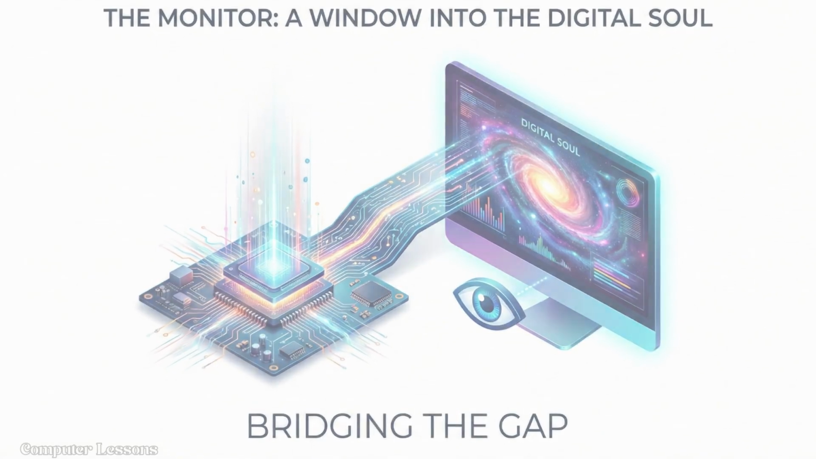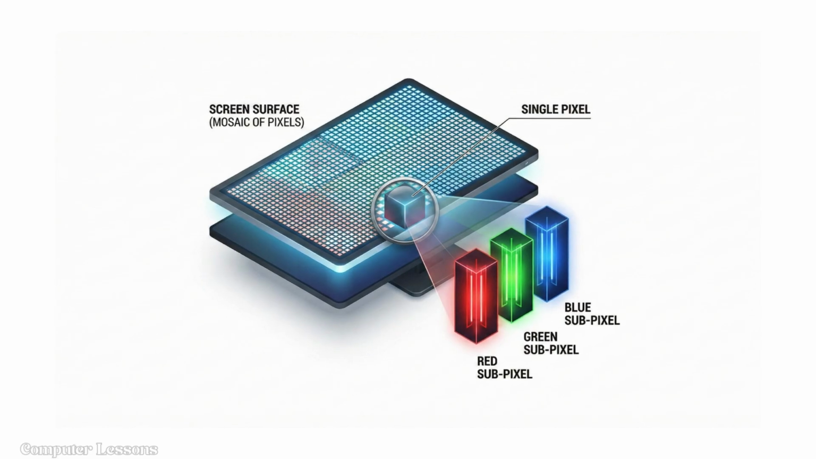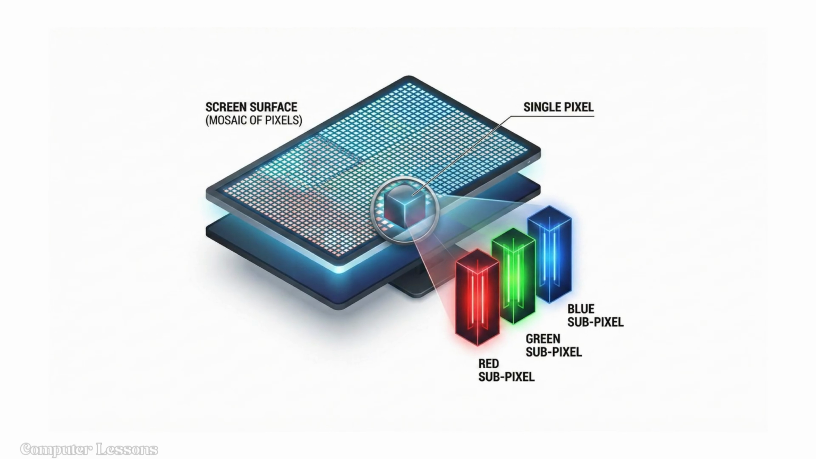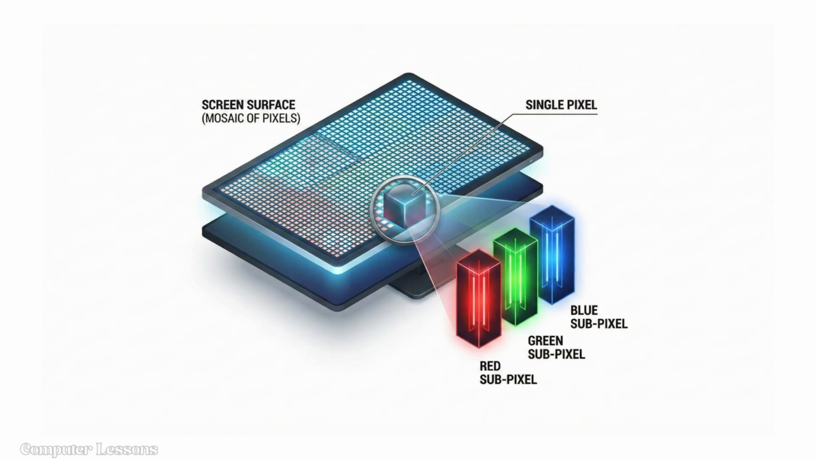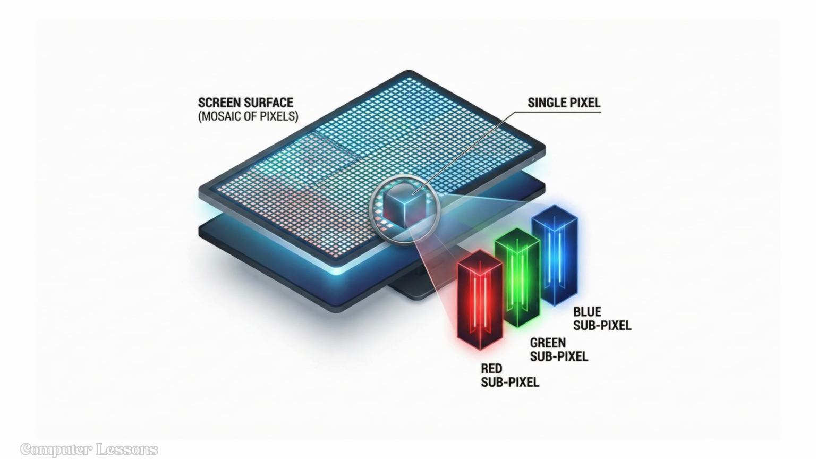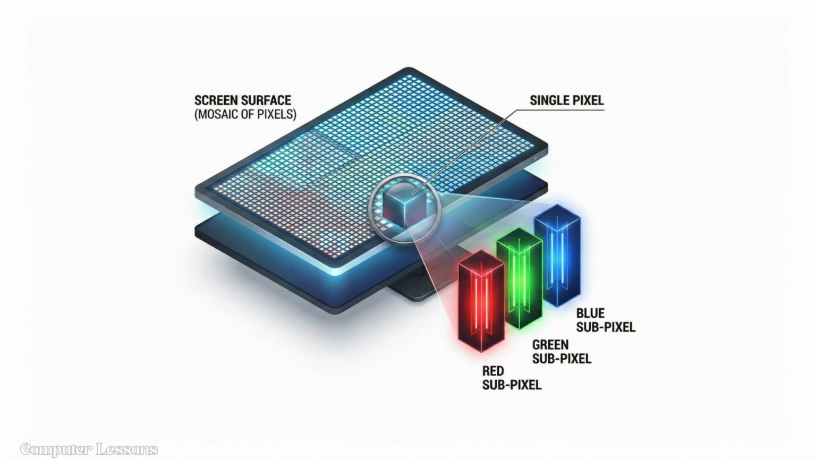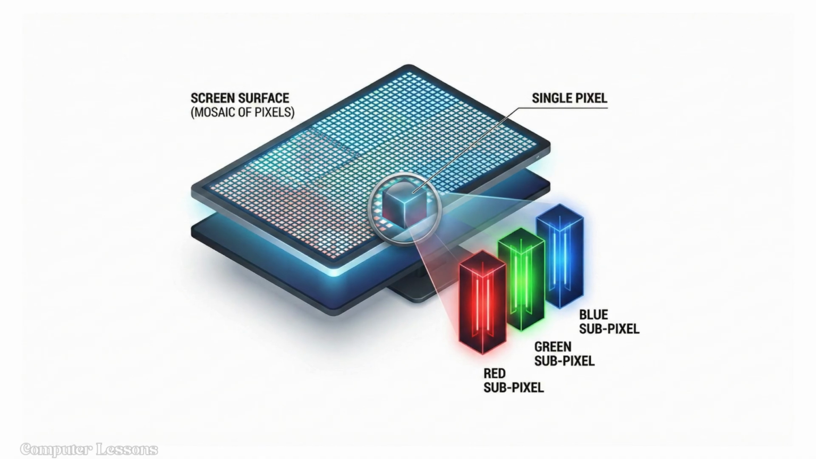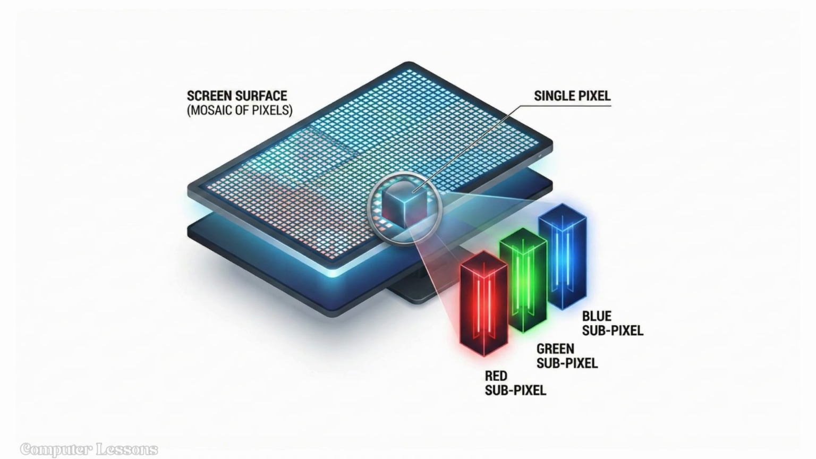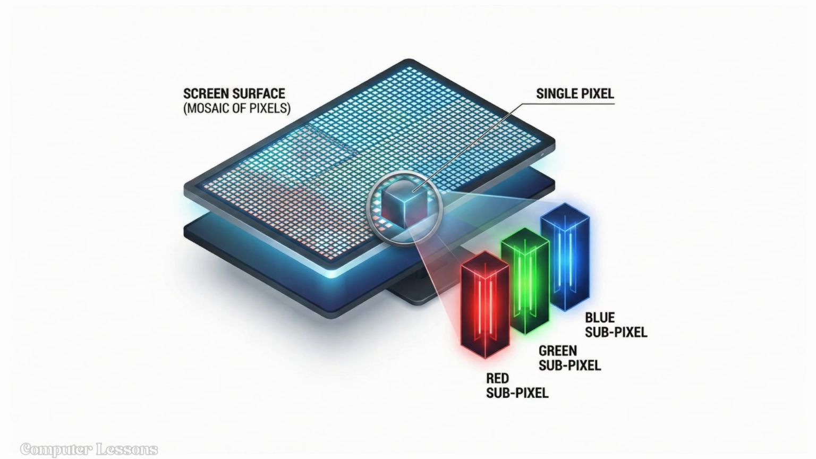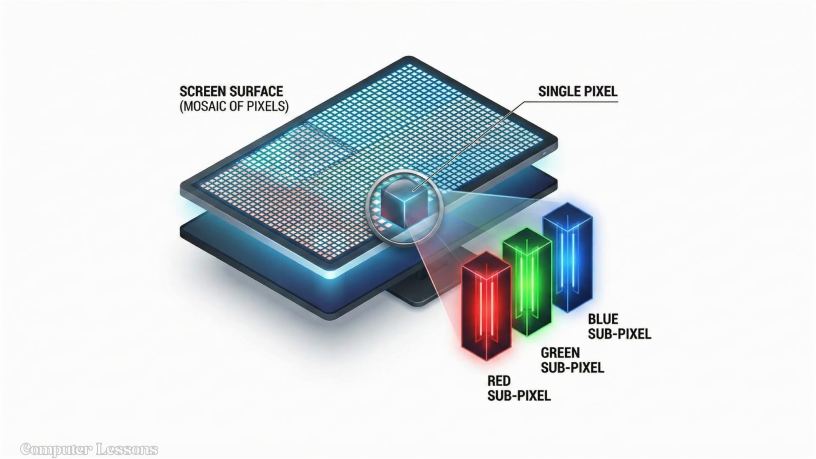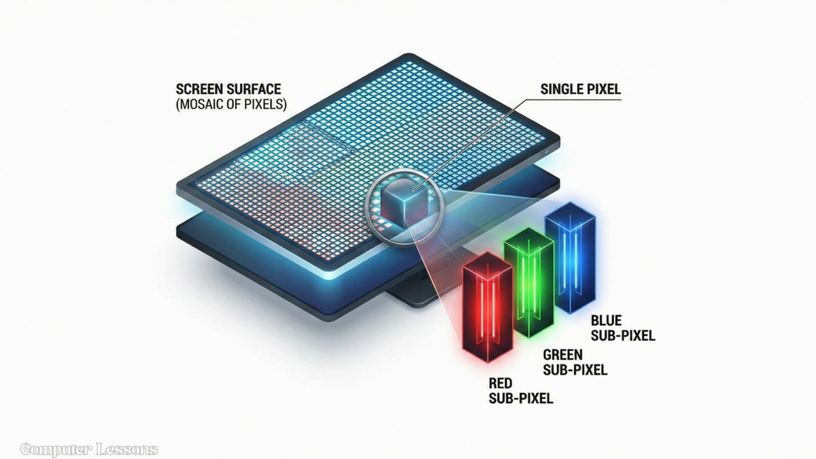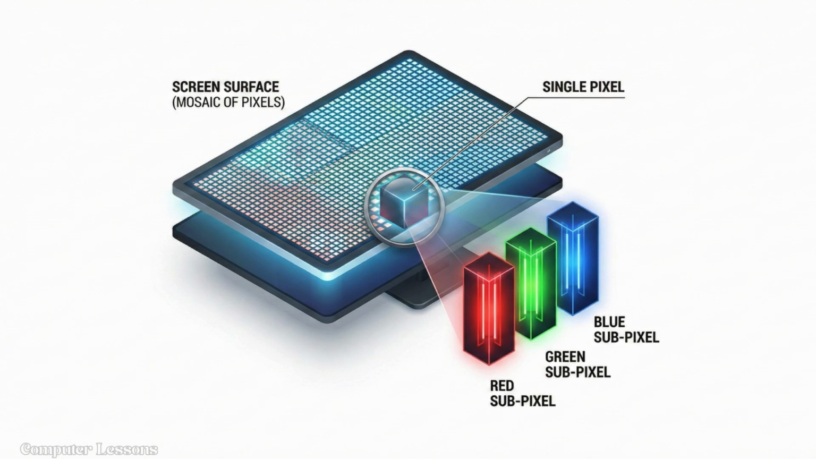We stare at these glowing rectangles for hours every day, but few people understand the complex physics occurring right in front of their faces. At the most basic level, a screen is a mosaic made up of millions of tiny squares called pixels. But a pixel is not a single light. It is actually a trio of subpixels: red, green, and blue.